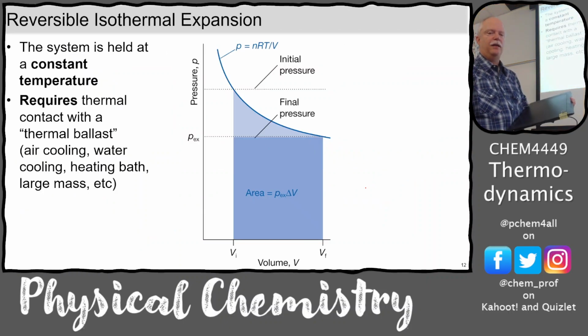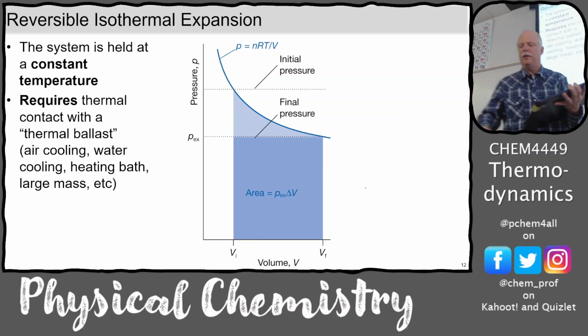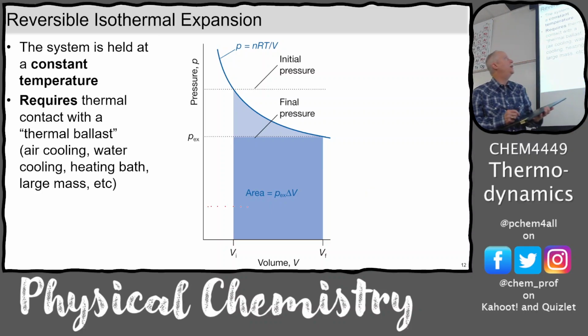Now we could get a little bit more work out of it if we weren't working against a constant external pressure. So if we were able to go a little more slowly than just popping the top on something and expanding against constant pressure, if we were to actually look at the ideal gas law as it changes in terms of volume, so P equals nRT over V, you see that over here?